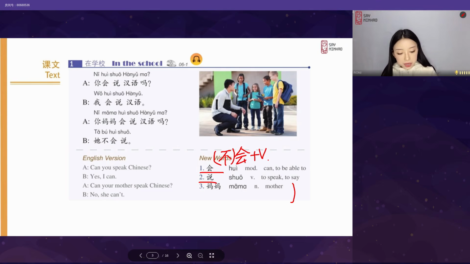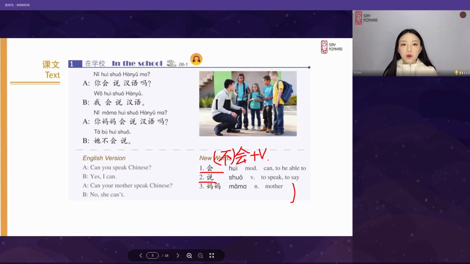Next one is 说. The initial is sh, the final is uo, and the tone is the first tone. So put them together. 说. Read after me, please. 说 means speak, to say. So speak Chinese is 说汉语. Hanyu is Chinese. 说汉语.